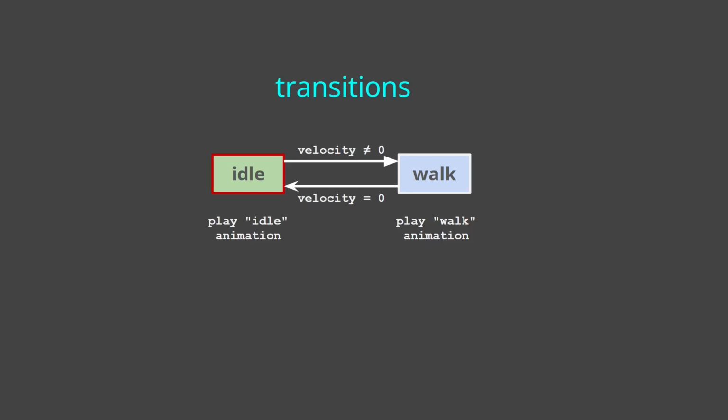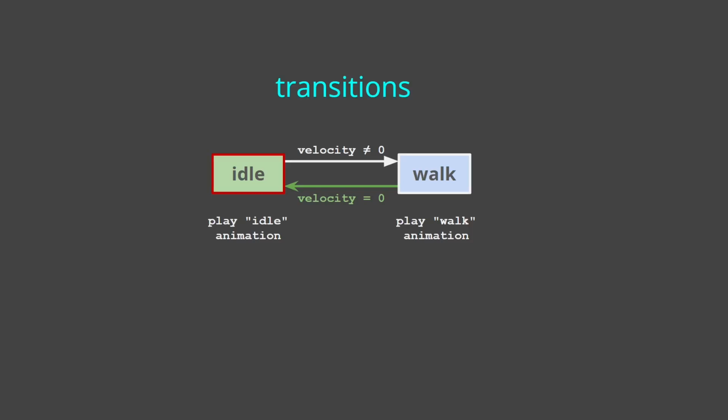When in the idle state, as soon as the condition of the top transition is fulfilled, meaning the velocity is different than 0, we will go directly into the walk state and stay there until the condition of the bottom transition is fulfilled. So our state machine is quite simple at first, but even as it gets more complicated with more states and more transitions, it'll be an easy way to understand how our logic flows in the game.